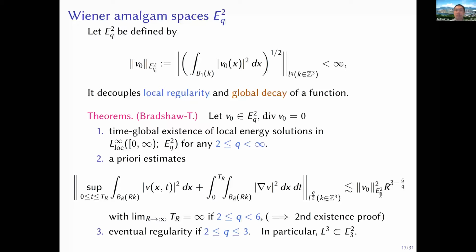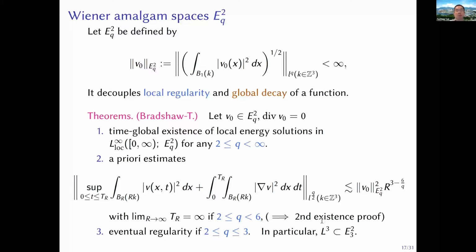So this is at scale R, and there is an R factor here. And this time TR goes to infinity if Q is between 2 and 6, 6 not included. So this gives us a second way to construct global solutions. I will say more about this in part 3. The part 1 here uses the strategy of repeated finite time extension for Navier-Stokes, and this one will be by a sequence of a priori bounds.